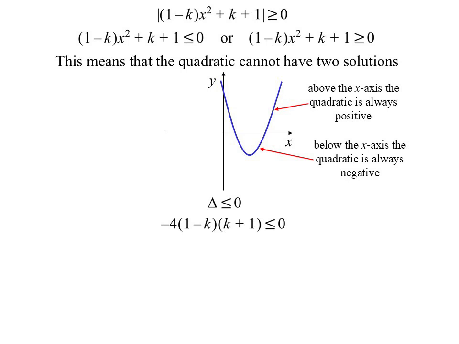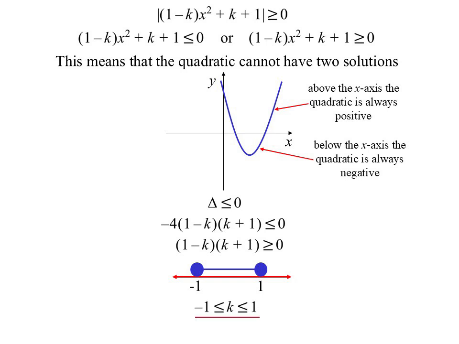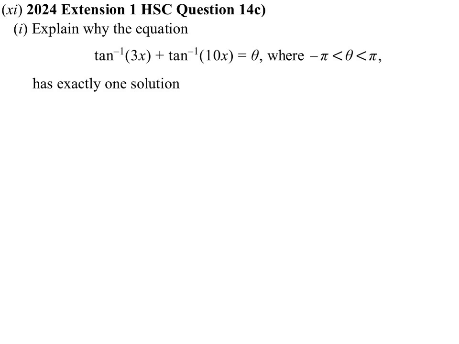Right, let's solve that. Our discriminant, negative b, well, fortunately there is no x term here, so b is 0. So we're really just saying minus 4ac. And if we play around with that, the critical values there, minus 1 and 1, we are talking about in between those 2 points. So we get that k is in between minus 1 and 1. That was 14b. But then 14c came with this one. Also involved inverse trig and also used a similar idea. Explain why this equation has exactly one solution.